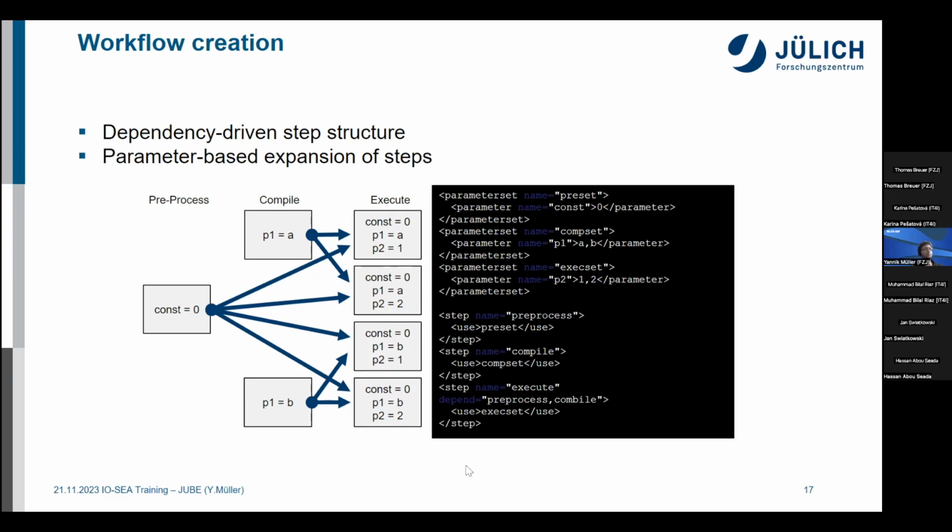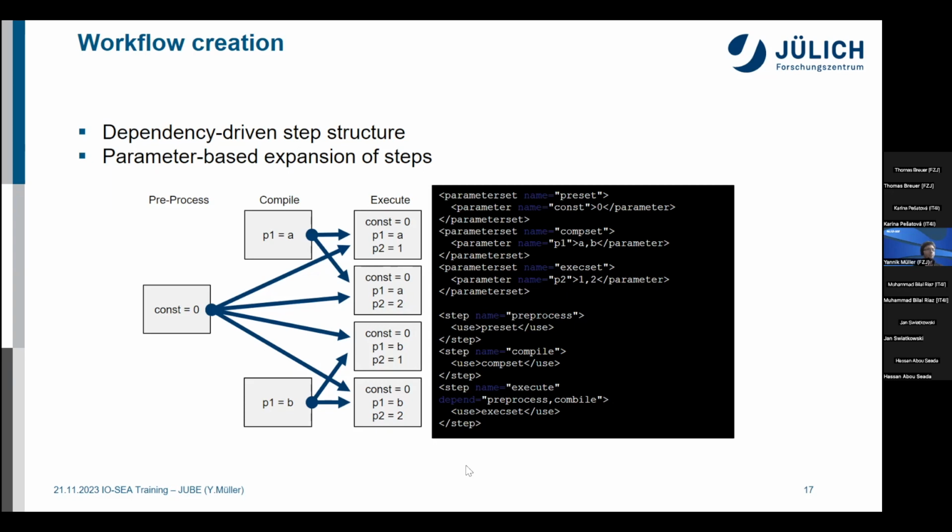So here we have another example with 3 parameter sets. One is just defining constant 0. Then a second parameter set, comp set, is defining 2 values. One is defining one parameter named P1 with 2 values, A and B, and the exec set is defining P2 with values 1 and 2.